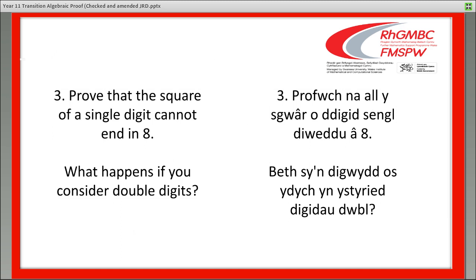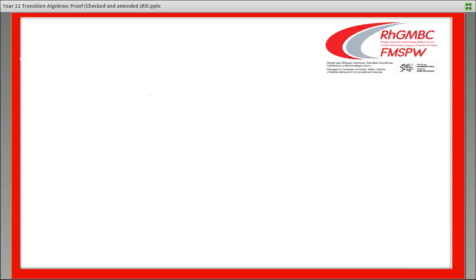Prove that the square of a single digit number cannot end in 8, and what happens if you consider double digits. So if we take the first part, prove that the square of a single digit cannot end in 8. This is an example of proof by exhaustion, which means you do every single digit number, you square it, and you see what the answer is. So that's what they mean by proof by exhaustion. They'll give you, say, 4 numbers, you work through all those 4 numbers and see if the answers agree to the statement given. So that is proof by exhaustion.